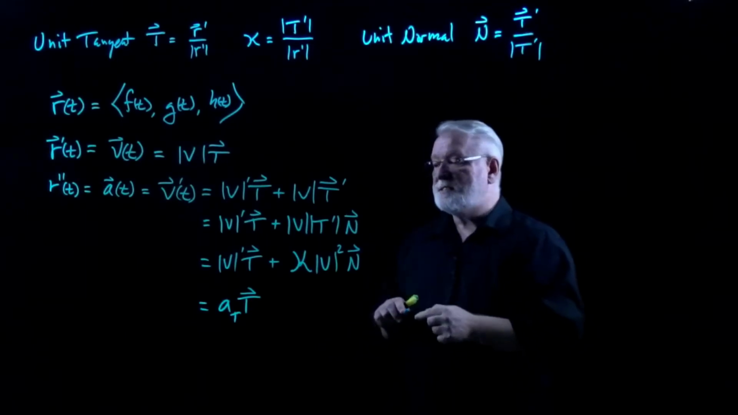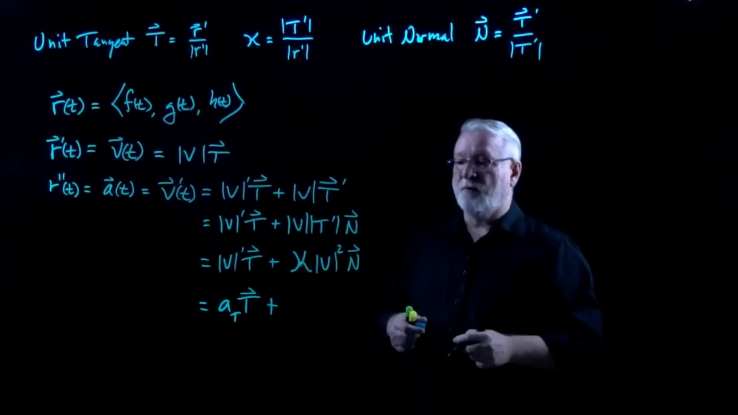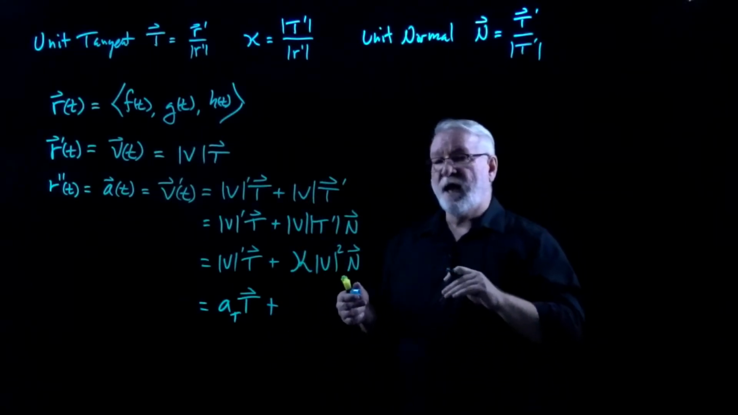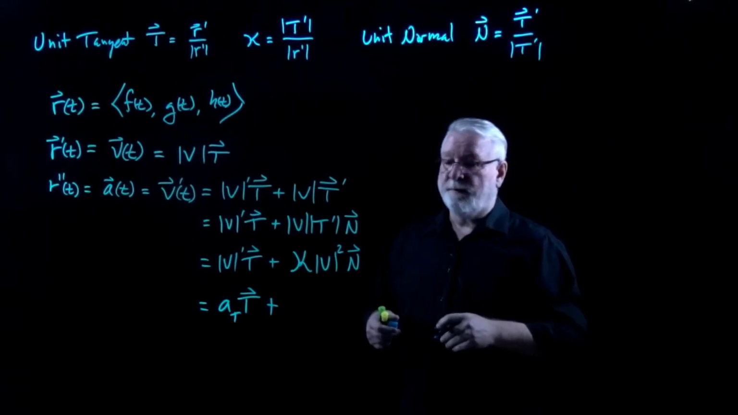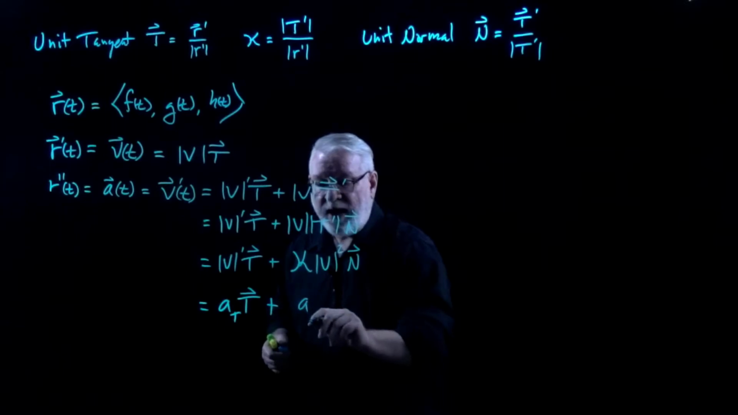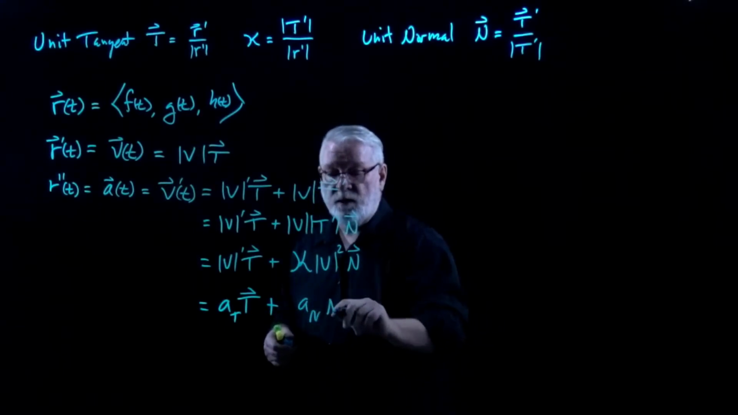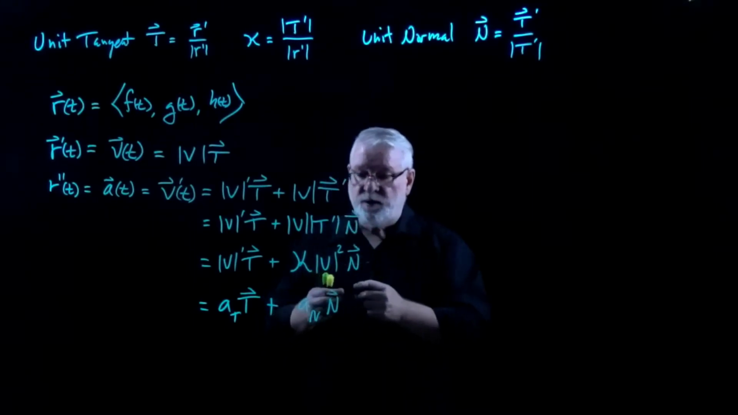Well, let's look at the second part of the acceleration. The second part of the acceleration is the curvature times the magnitude of the velocity squared. And it's in the normal direction. We'll call this a sub N, that is the normal component of the acceleration. And of course, it will point normal to the curve.